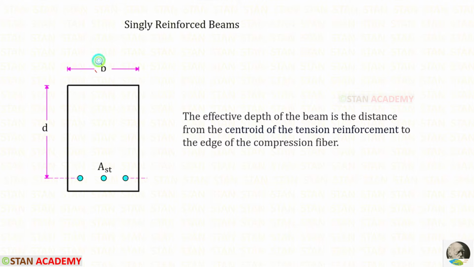Let us keep B as the breadth of the beam and this distance as D, which is the effective depth. The effective depth is the distance from the centroid of the tension reinforcement. This is the center of rebar in the tension reinforcement to the edge of the compression fiber. So the distance from the top to the center of the rebar is called the effective depth D.